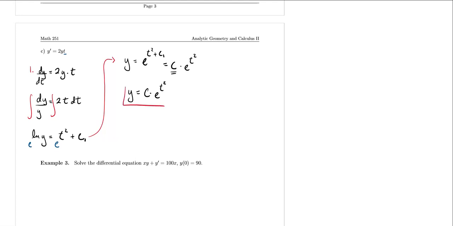Okay, now let's take a look at another problem, but this one is going to be slightly different, because notice for this one, we're given the differential equation x times y plus y prime equals 100x, but we're also being told that y of 0 equals 90. Now you may remember this type of problem back from calculus 1, where y of 0 equals 90 was our initial condition. But you might also have seen it as the initial value. Alrighty, so let's solve this problem. So we have x times y plus y prime equals 100x.